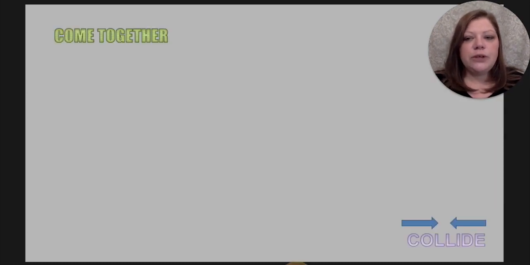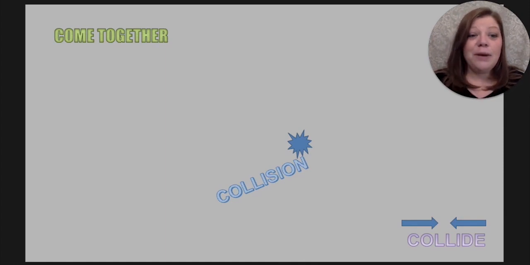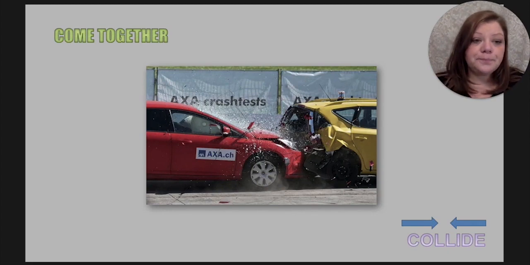What do you think of when you see these words on your screen, like come together, collision, and collide? I bet a lot of you think what I think of when I hear the word collision, and that's this, when two cars collide together, right? Well, that's pretty dangerous, isn't it? And while this is a collision, in truth though, cars aren't the only things that can collide together. Remember, when we collide, it's when two things meet or come together.